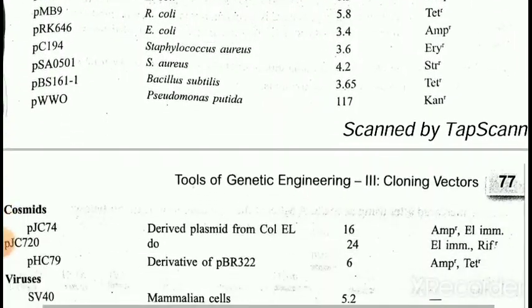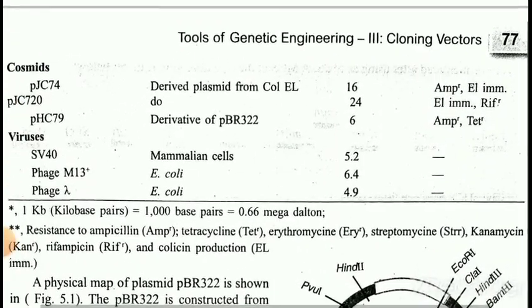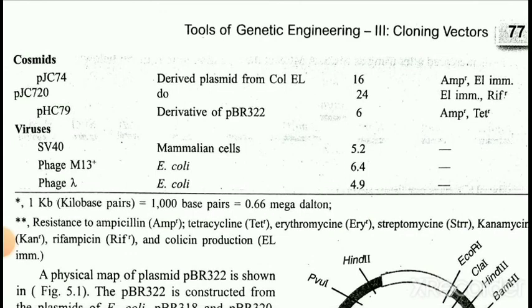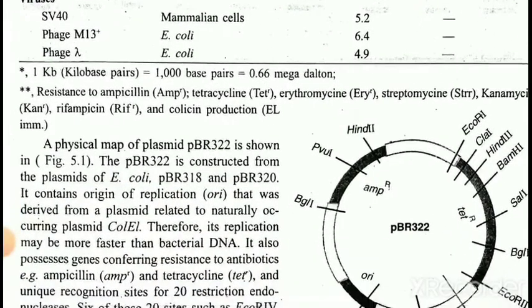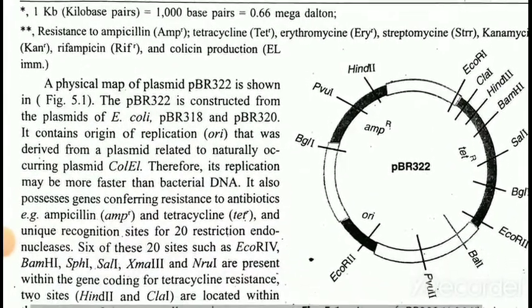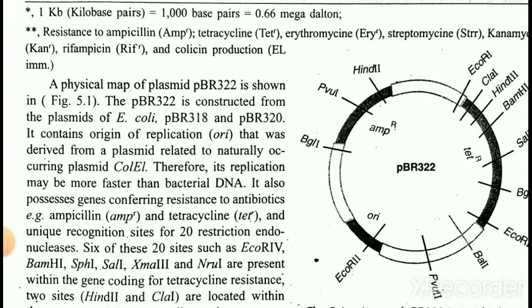Table 5.1. Some cloning vectors. Asterisk: 1 kb, kilobase pair, equals 1000 base pairs, equals 0.66 megadalton. Asterisk: Resistance to ampicillin, AMP, tetracycline, TET, erythromycin, streptomycin, STR, kanamycin, KAN, rifampicin, RIF, and colicin production. A physical map of plasmid pBR322 is shown in Figure 5.1.